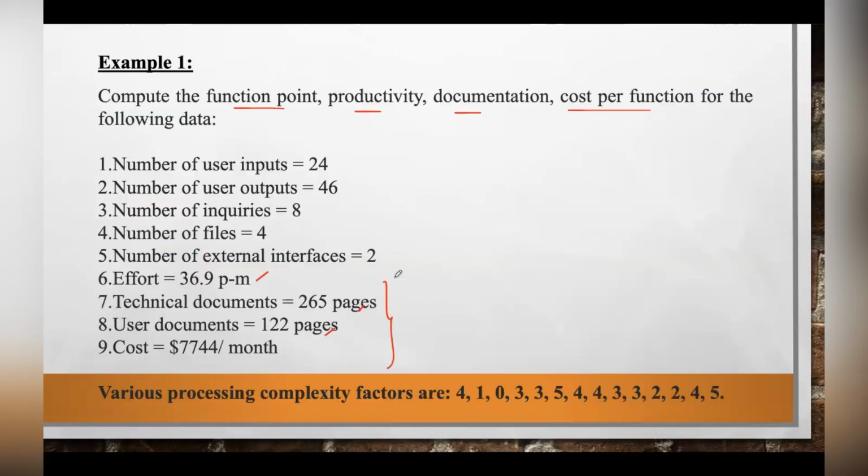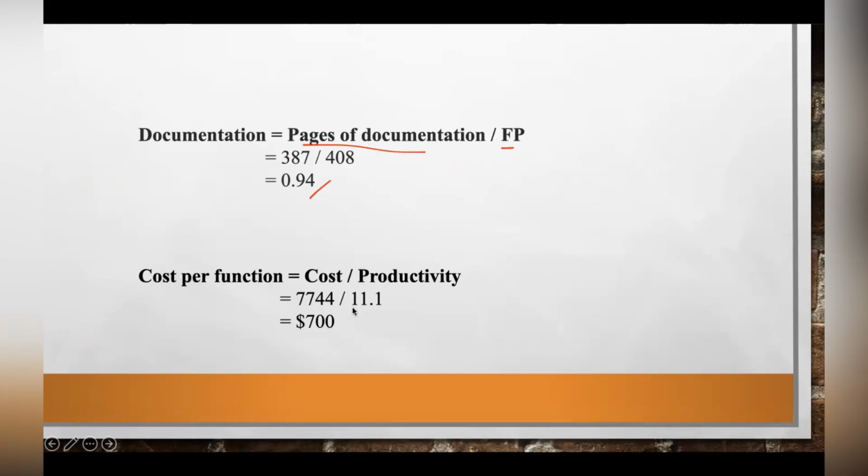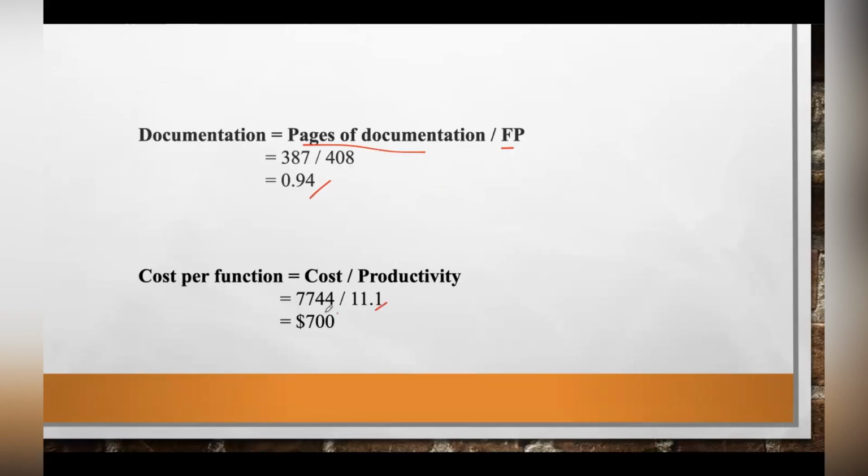And the final thing is cost per function, which is obtained by taking cost divided by productivity. And from the question, cost given is $7744 per month. So divide that by productivity. So productivity value is 11.1. So from this, we got cost value as $700.